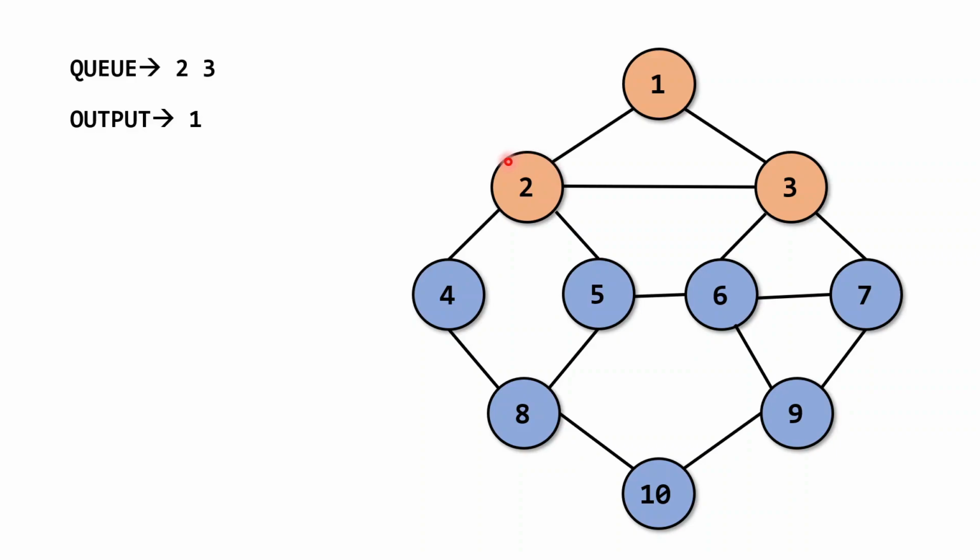I will check the adjacent vertices of 2, and the adjacent vertices of 2 are 1, 3, 5 and 4. But here we need not worry about 1 and 3 as they are already visited, so we need not check for these. We have to check only for 4 and 5. So I will make these vertices 4 and 5 visited and put them in the queue. So our queue will become 2, 3, 4 and 5, where our output is 1 now.